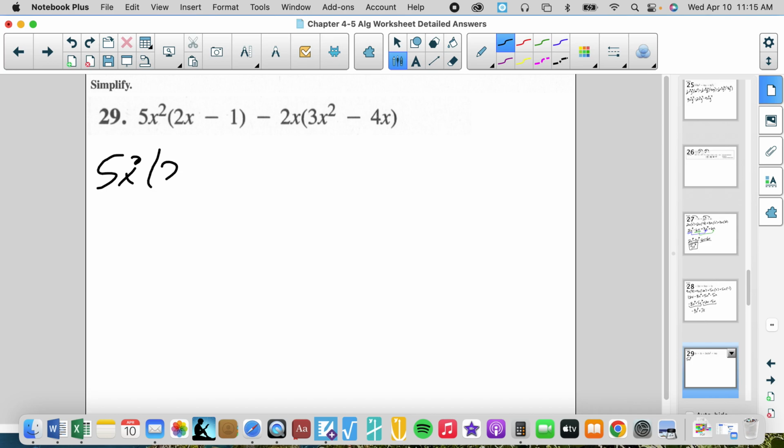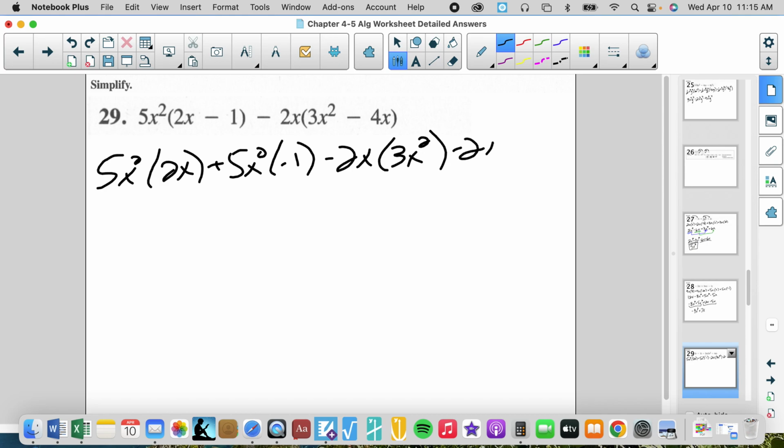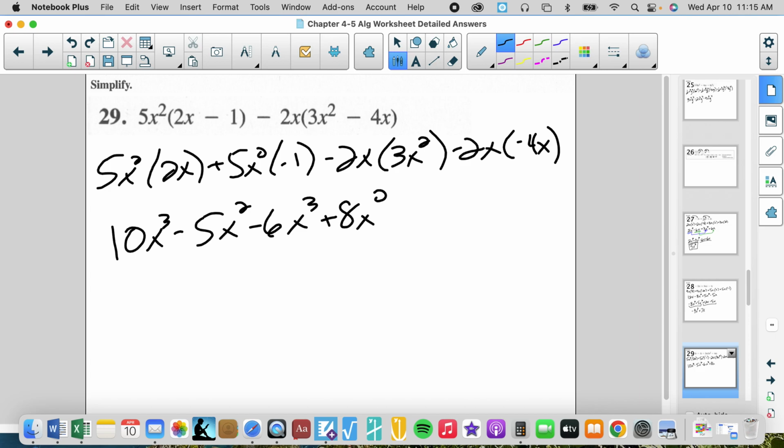5x squared times 2x plus 5x squared times negative 1 minus 2x times 3x squared minus 2x times negative 4x. This is going to give us 10x to the third minus 5x squared minus 6x to the third plus 8x squared. Let's put them in descending order.